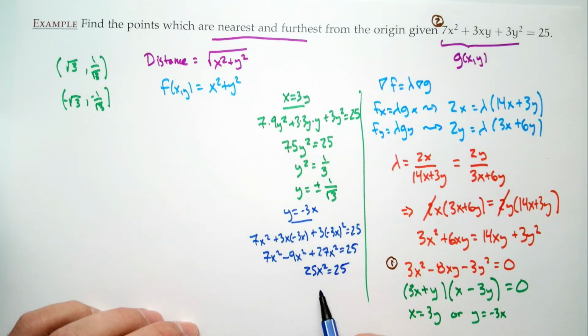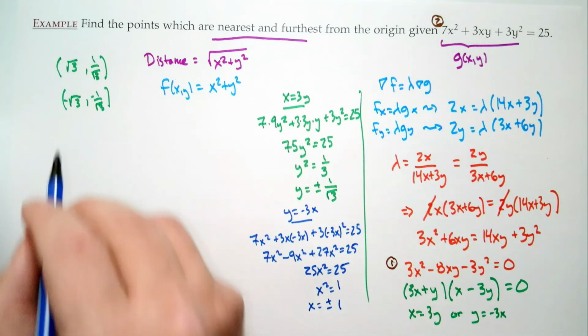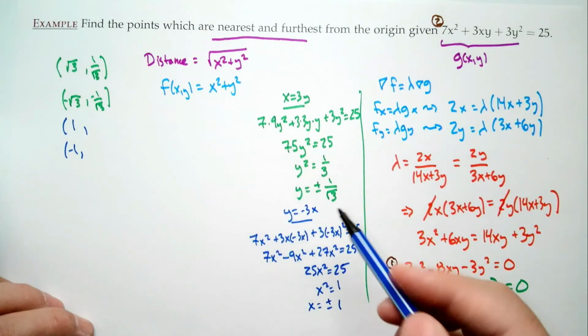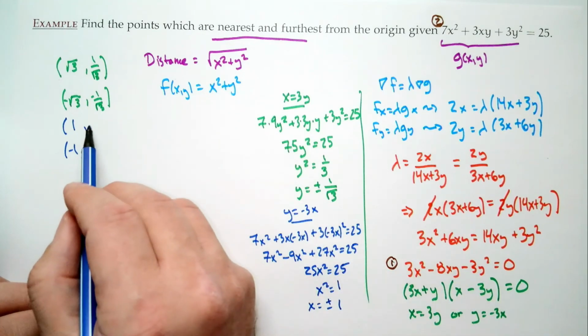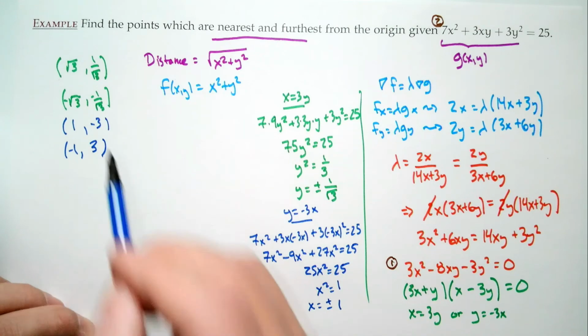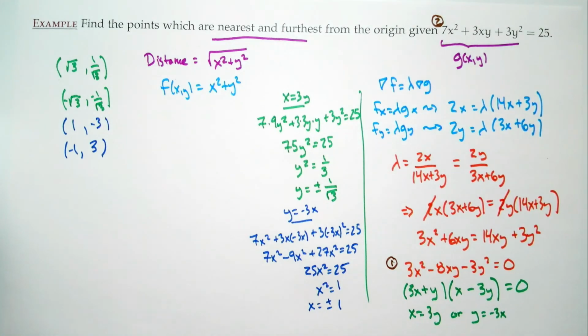So what is x squared? 1. And what is x? Plus or minus 1. Which means that we get x is 1 or negative 1. And remember, y is negative 3 times that. So we get negative 3 and positive 3 respectively. So these are the 4 points that come out where the gradient of f equals lambda gradient of g. Now, what do we do next?